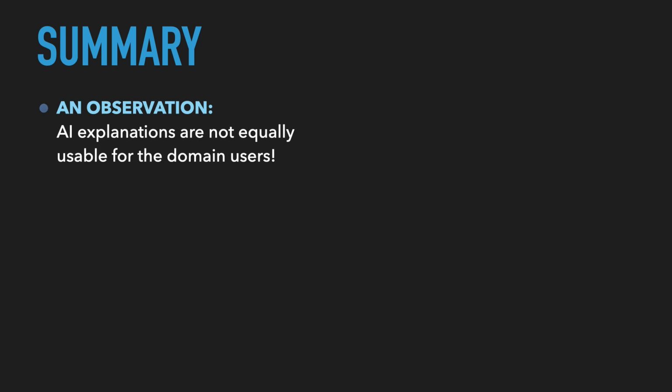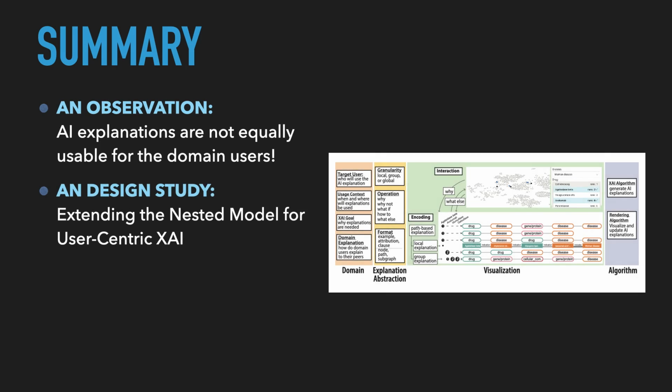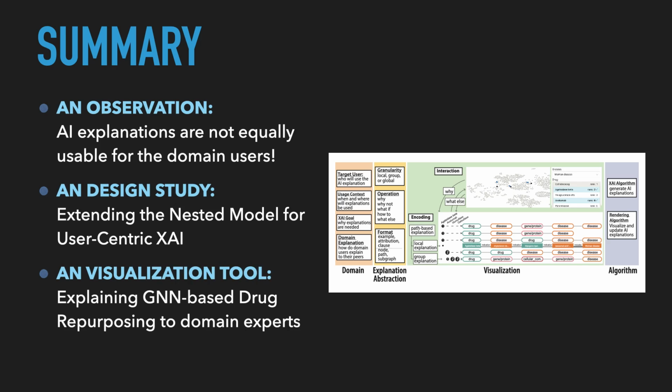In summary, there are three main takeaways. First, not all AI explanations are equally usable. We should keep that in mind when designing AI visualization tools for domain experts. Second, this paper presents a design study that extends the nested model for user-centric XAI, and we develop a visualization tool for explaining GNN-based drug repurposing. We believe the observations and insights from this study can be generalized to many other domain problems.